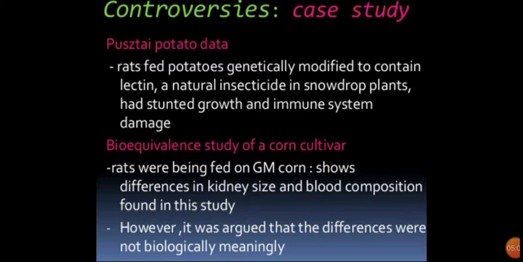The two major case studies involved in the controversies are the Pusztai potato data and the bioequivalence study of a corn cultivar. In the Pusztai potato data, rats were fed potatoes genetically modified to contain lectin. Lectin is basically a natural insecticide in snowdrop plants, and the rats had stunted growth and immune system damage. In the bioequivalence study of a corn cultivar, rats were fed genetically modified corn, and differences in kidney size and blood composition were found in the studies. However, it was argued that the differences were not biologically meaningful.